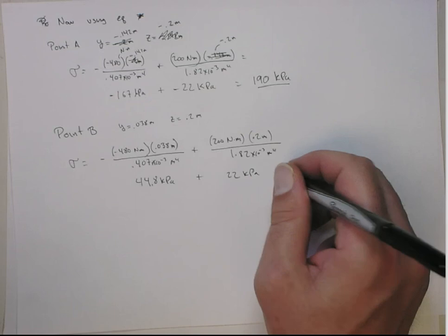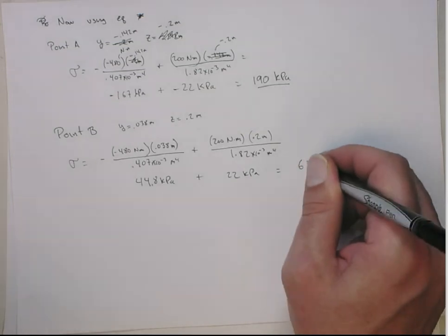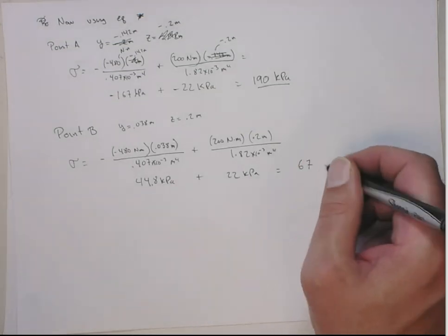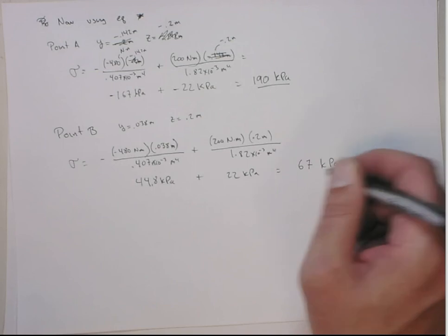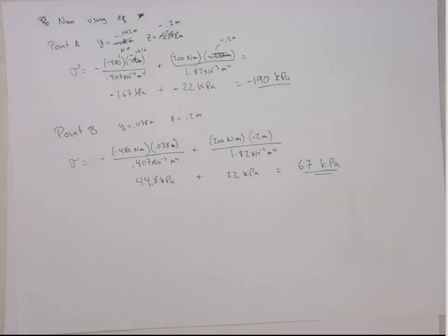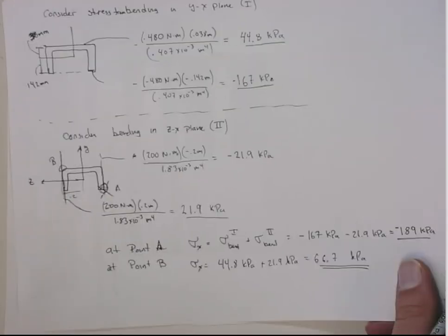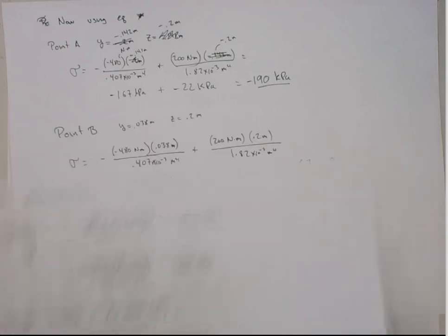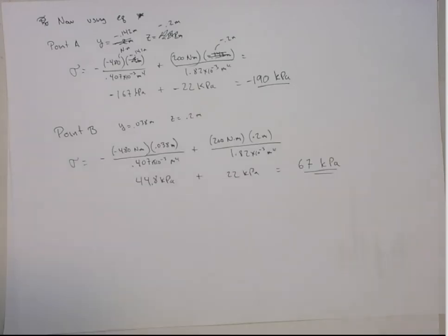And then this becomes 67 kPa. And this I forgot to sign. That's compression and that's tension. Those are basically the same results we had before, just rounded a little differently, right? Minus 189, 190, 66.7 or 67, right? So I get the same results. All right.